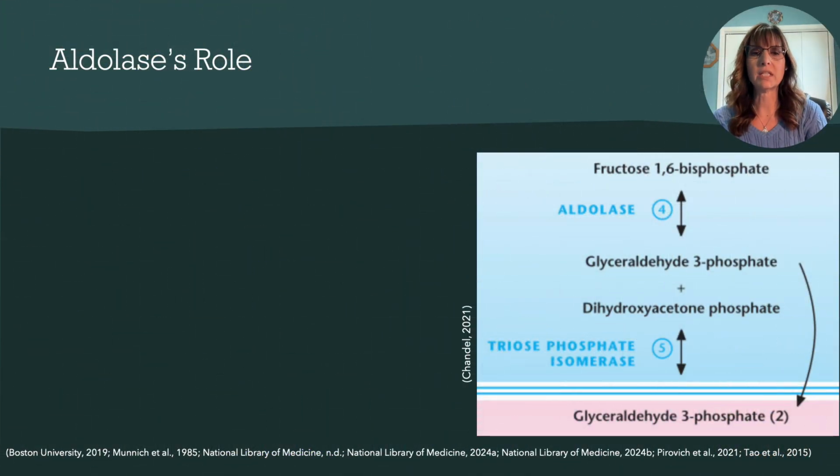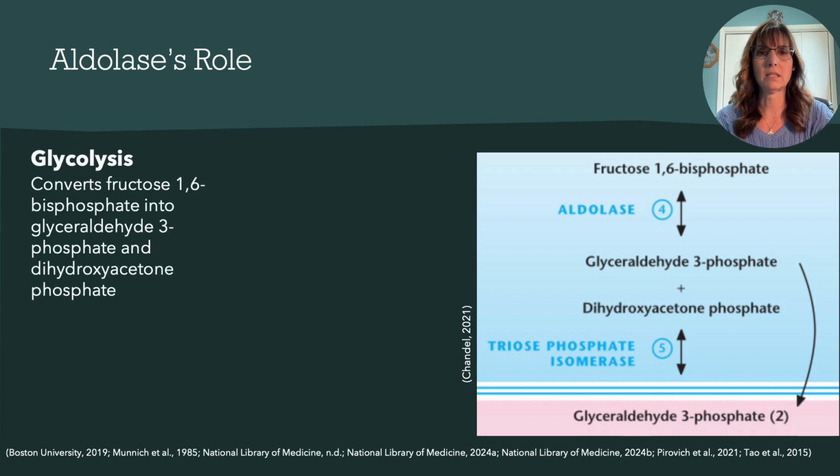I mentioned earlier in the presentation that we were going to take a deeper look into aldolase and its role in both glycolysis and gluconeogenesis. So let's just take a brief overview of where we see that in both processes. In glycolysis, fructose 1,6-bisphosphate is turned into two molecules by aldolase, and that is the glyceraldehyde 3-phosphate and the dihydroxyacetone phosphate. Now, don't forget that the glyceraldehyde molecule is the only one that can go on through glycolysis. So triose phosphate isomerase comes in and turns the dihydroxyacetone phosphate into another glyceraldehyde molecule, and the process continues.